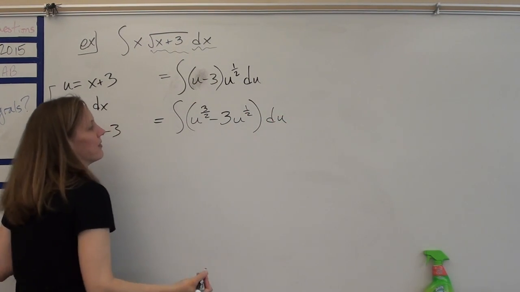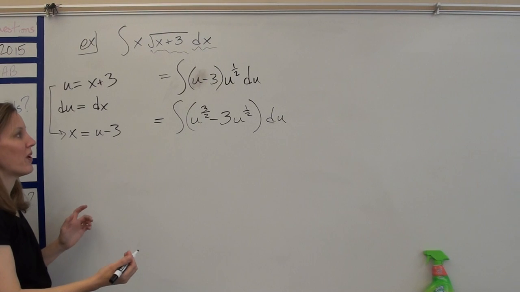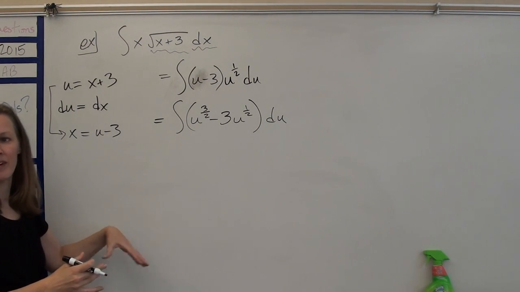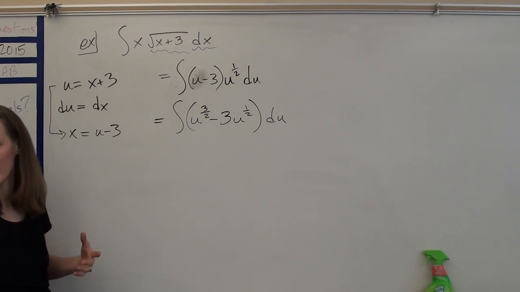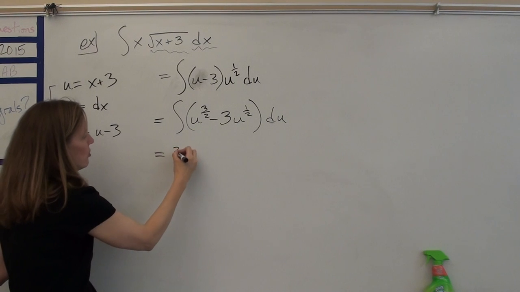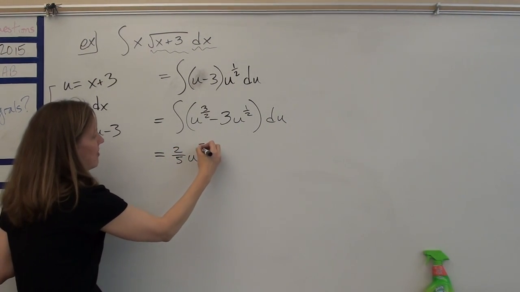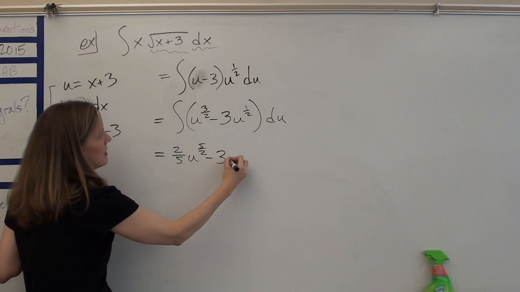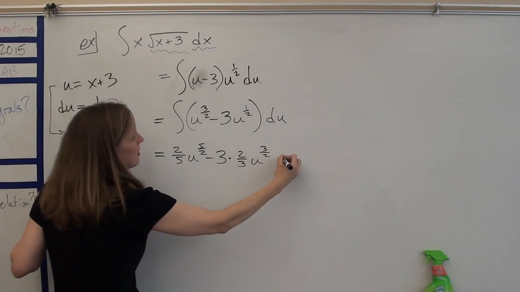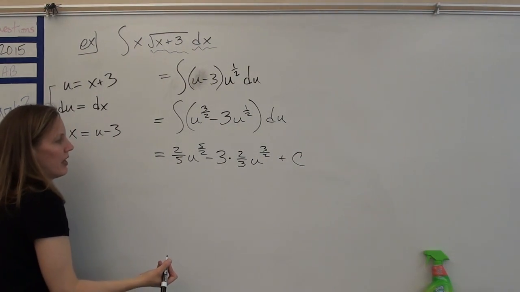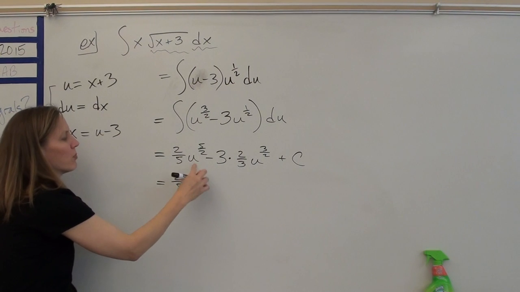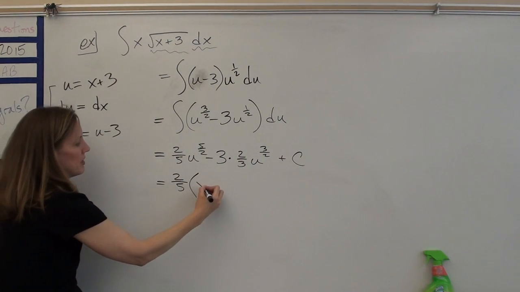Everyone always feels like when they get this far, they've worked so hard that they should be done, and then they just plug the x's back in, but we haven't actually found the antiderivative yet, right? Okay, so we still have to antidifferentiate. So this one would be 2/5 u to the 5/2 minus 3 times 2/3 u to the 3/2 plus c. And what's the last thing we have to do? Replace our u's with x plus 3's.